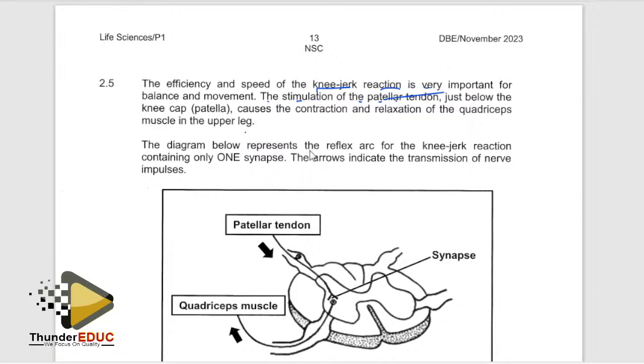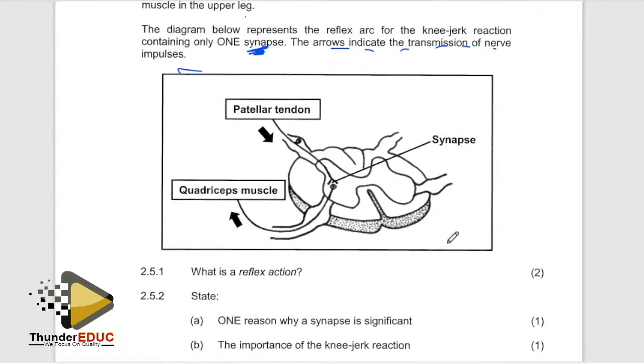The diagram below represents the reflex arc for the knee-jerk reaction containing only 1 synapse. Remember, a synapse is a junction between 2 or more neurons. The arrow indicates the transmission of the impulse. Even if they don't show us the arrow, we can still know. How do I know? I told you yesterday that the moment you see the swelling, the cell body, automatically that's the sensory neuron. Definitely the impulse moves like that.